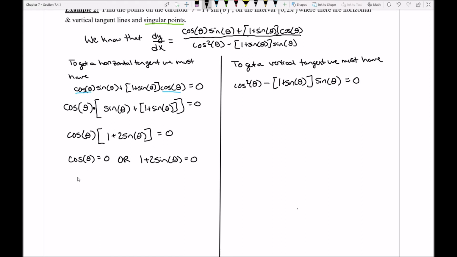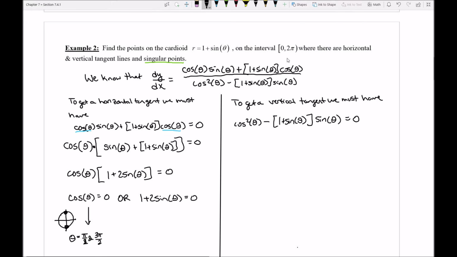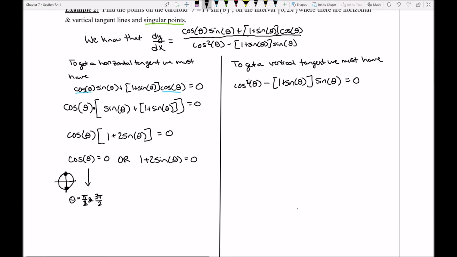Well, the cosine of theta equals 0 is pretty easy to spot. Remember that that's going to happen at all of the points coterminal with pi over 2 and 3 pi over 2. So from this piece, I'm going to easily get that my theta should be something like pi over 2 and 3 pi over 2. Again, in the question, I'm only dealing with angles that are inside the range of 0 to 2 pi, so I don't have to worry about any other angles.